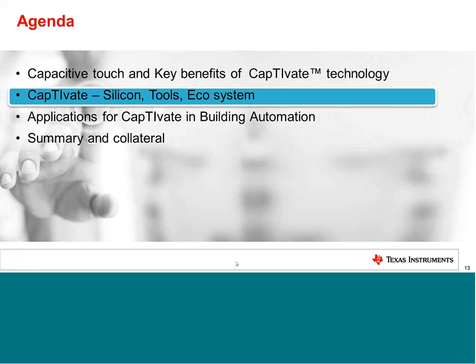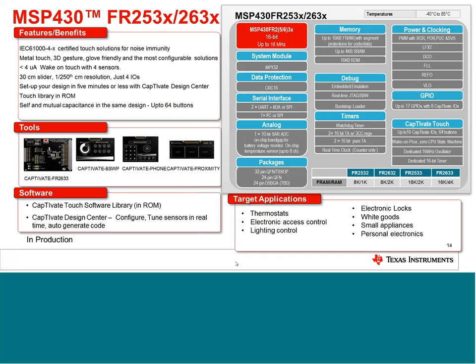So in terms of silicon tools and ecosystem, that's going to be our next topic. We talked about CapTIvate technology. Let's talk a little bit about the devices with CapTIvate technology. The first devices to be launched with CapTIvate technology are the MSP430 FR253X and 263X devices. There are four devices in this family. The 2532 has 8K of FRAM and 1K of RAM, and the largest device has 16K of FRAM and 4K of RAM.